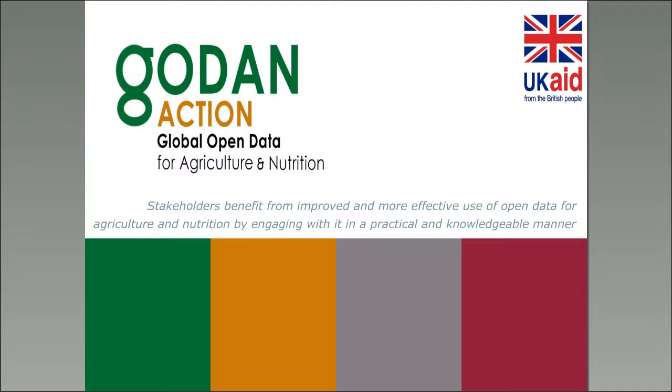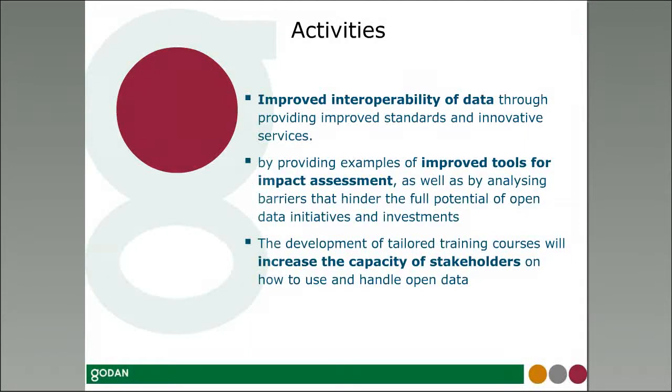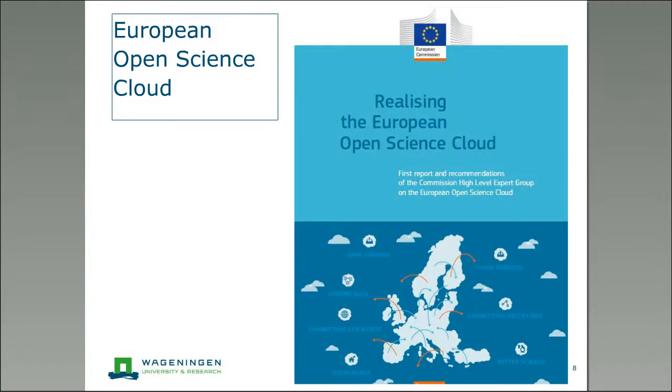So these are examples that came out of this government commitment on open data, to further that also on a technical level. The activities we do in this project are improving interoperability of data, so providing improved standards and innovative service tools; impact assessments, so that we have better stories to tell on why open data is relevant and what the added value of it is; and the development of tailored training courses to increase the capacity of stakeholders to work with open data, much like this course is, hopefully helpful in that sense.